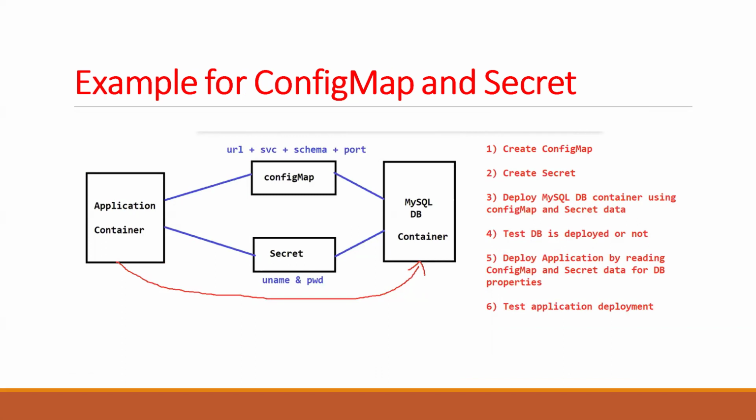So what is the example, guys? For example, this is the MySQL DB container, and this is the application container. We can use these config map and secrets in both the MySQL container and the application container. So first create a config map. Yes, we created the config map. Create a secret. Yes, created the secret. Then deploy the MySQL DB container using the config map and secrets data.